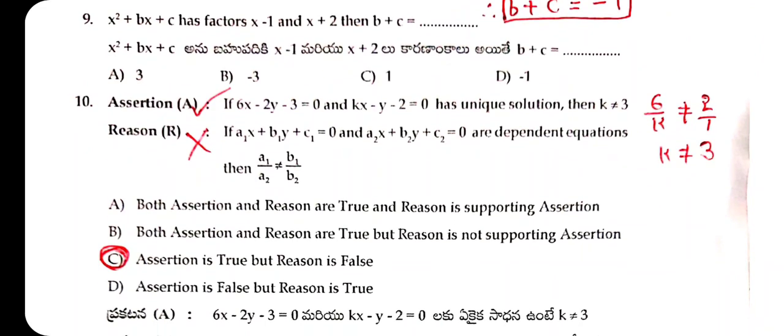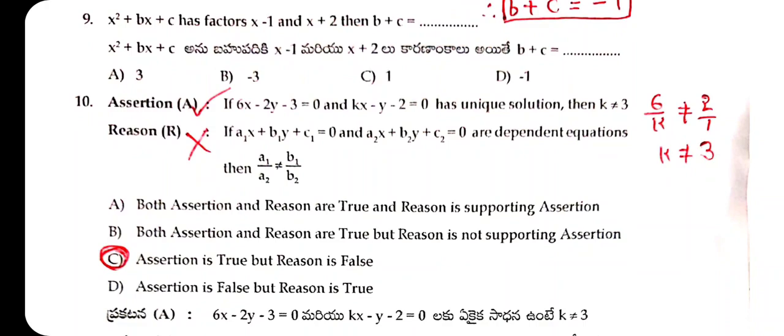If 6x minus 2y minus 3 is equal to 0 and kx minus y minus 2 is equal to 0 have a unique solution, then k not equal to 3. See here, these two have a unique solution, means we have to take the formula a1 by a2 not equal to b1 by b2. So 6 by k not equal to 2 by 1. So by cross multiplication, you will get k not equal to 3. So the first statement is correct.